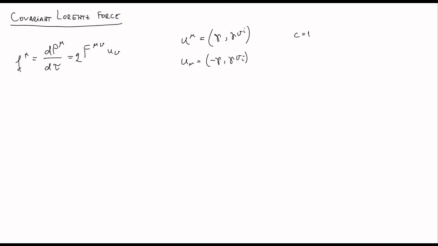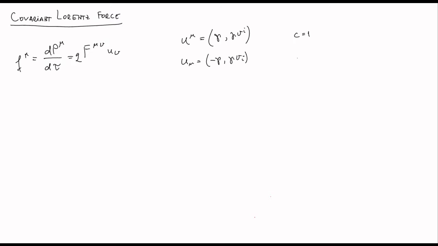Okay, so what do we have here? We have the energy momentum, or the force momentum. We have the proper time. We have the electric charge. We have the four-velocity, which is given in this lower and upper index component here, and we have the electromagnetic field strength tensor, which is one object that contains the electric and magnetic field.